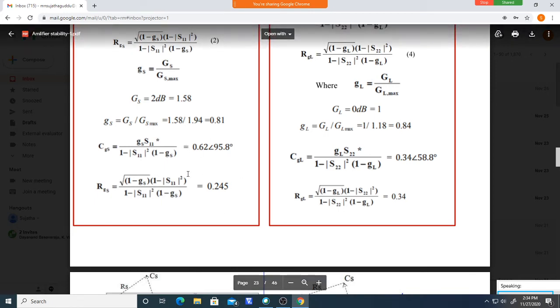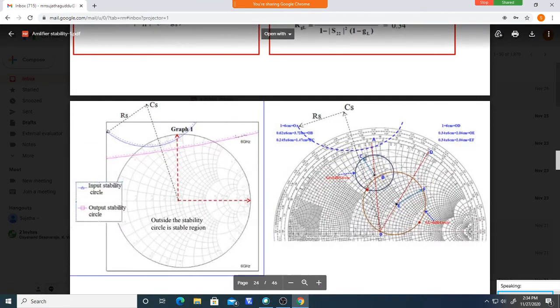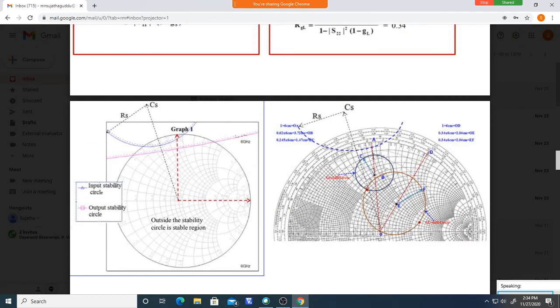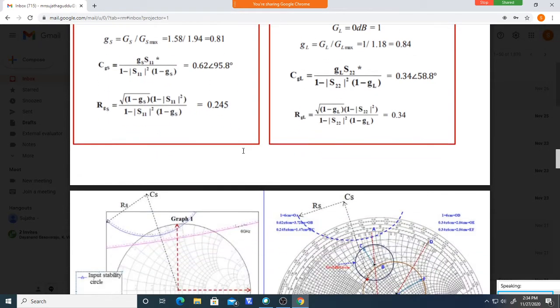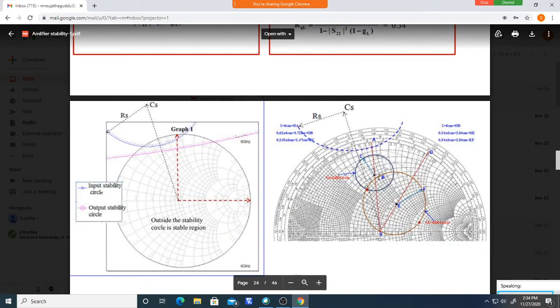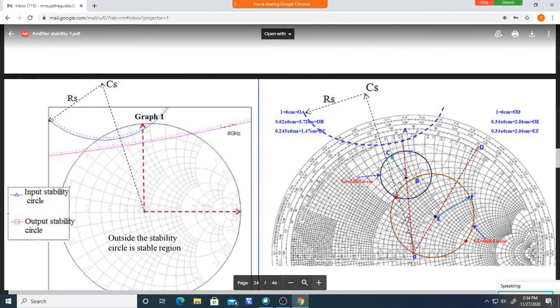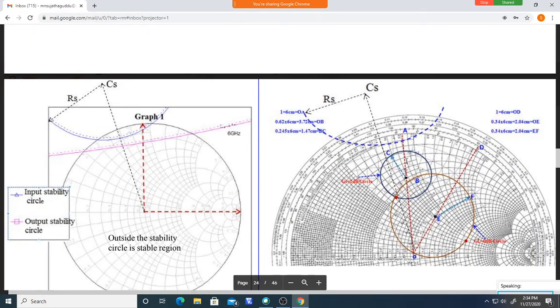Okay, to draw this circle, see, I have drawn it here. This is the one. What is that? 0.68, 95.8 degree. This is the one. See here, this line is there. This is 95.8. This is 90 degree. This is 95.8 degree.